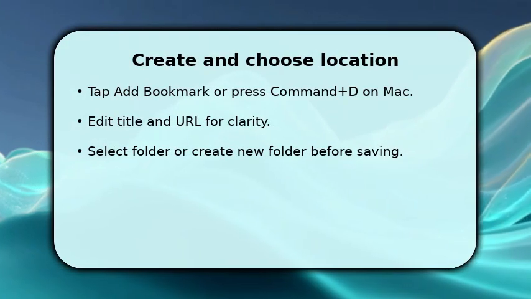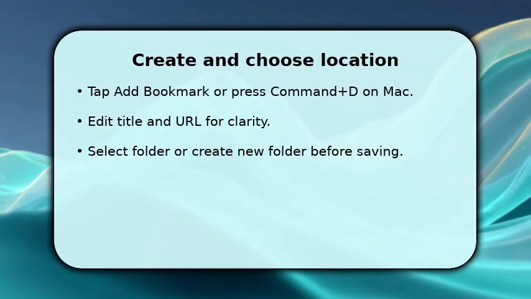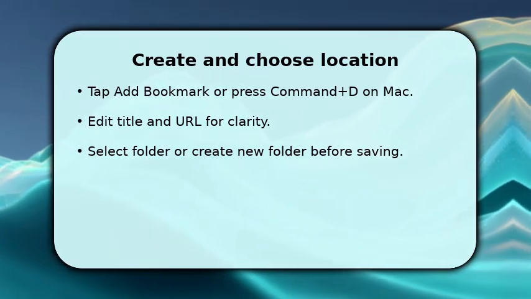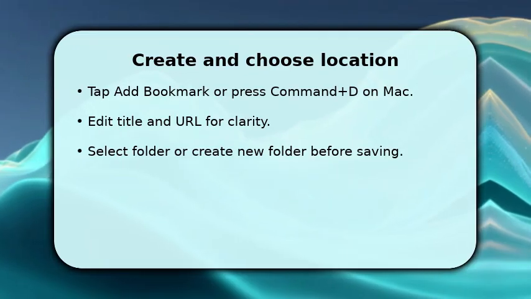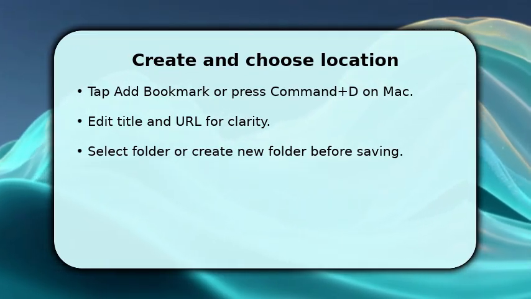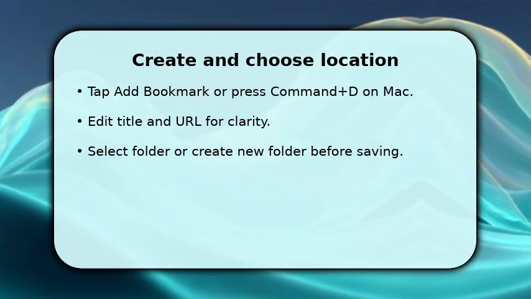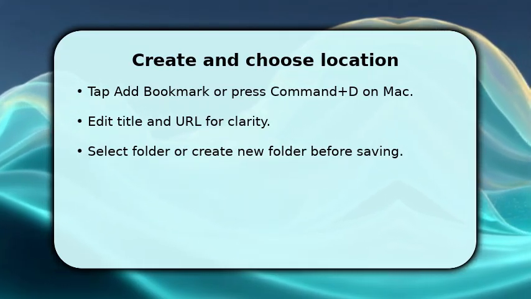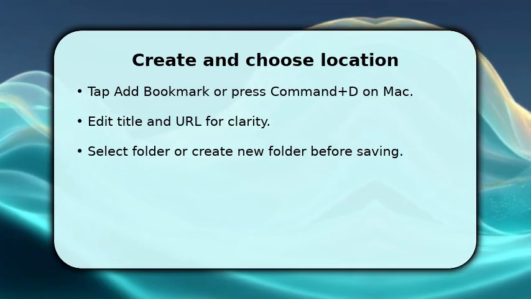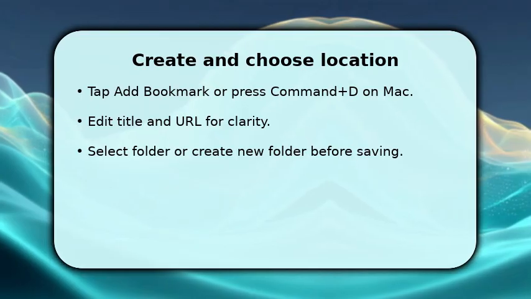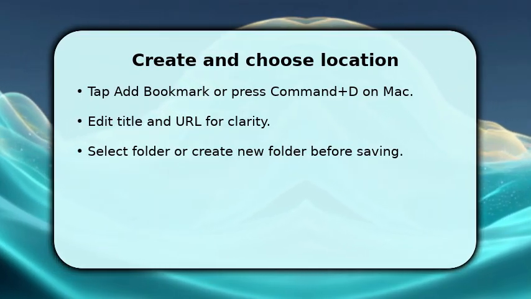Now create the bookmark and choose its home. When you tap Add Bookmark or press Command+D, edit the title so it's meaningful, short, and recognizable, and confirm the URL if you copied a deep link. Next, tap Location or choose Change on Mac to place it in Favorites, Bookmarks bar, or a named folder. You can create a new folder right here if nothing fits. Doing this keeps similar links grouped, which makes retrieval faster later.